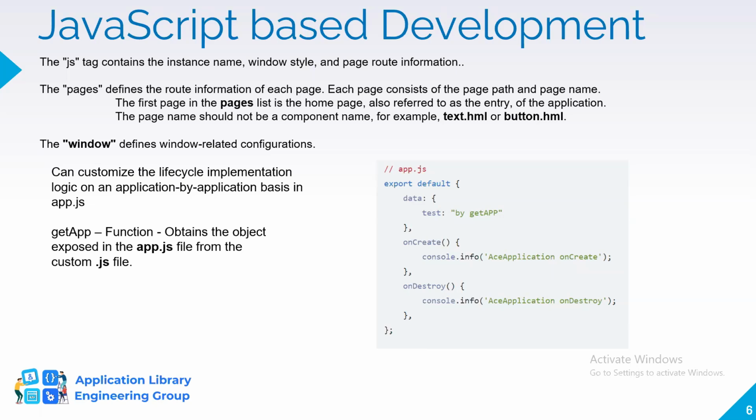And if you want to access this data from other pages, there is an inbuilt function available called getApp. Using getApp, you can obtain the data details of this application. Suppose you want to access the test attribute in other pages, then you can just do getApp().test, which will give you this data. Okay, so now we understood about the JS tag and the app.js file. Let's move on to other files.